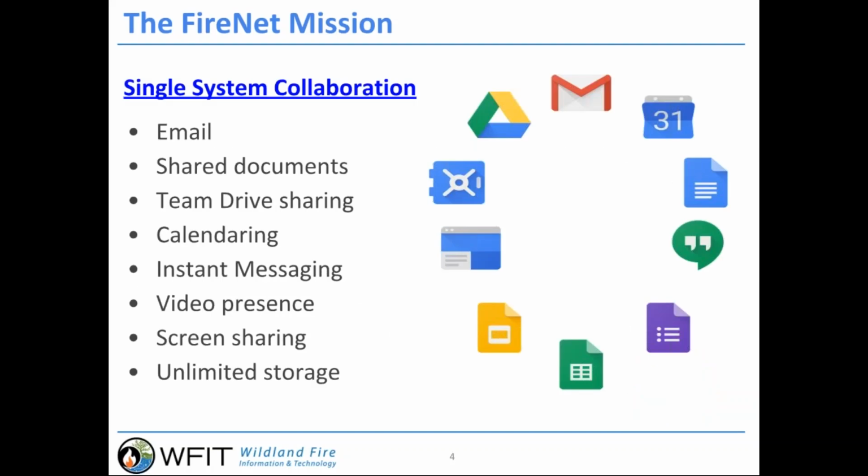So we talk about this single system collaboration. So what is that really? That's pretty much what the apps allow us to do. When I say apps, I'm talking about email and Drive and Docs and Spreadsheet and Forms. Those are examples of things that we're going to look at today that you can use to collaborate. We have the capability to not only email, but to share documents. We have a Team Drive that we do sharing on, calendaring, instant messaging, video presence, screen sharing, and the best part of Team Drive is unlimited storage.